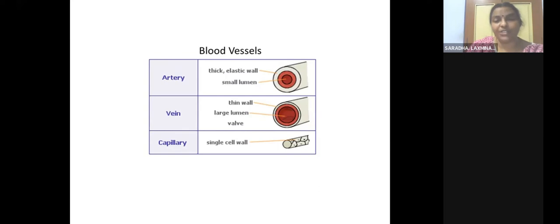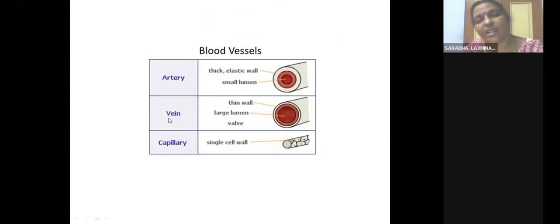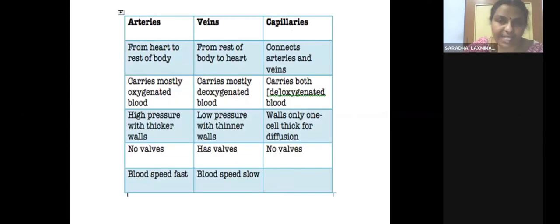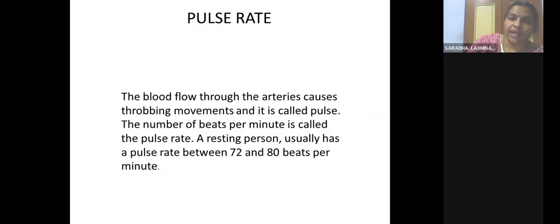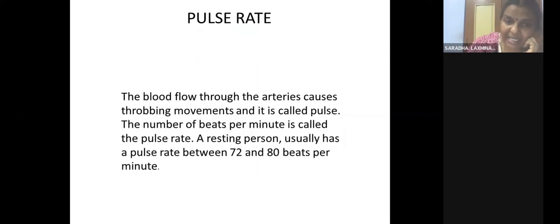Some capillaries carry oxygenated blood, and some carry deoxygenated blood. In the case of arteries, all of them carry oxygenated blood except the pulmonary artery. In the case of veins, all of them carry deoxygenated blood except the pulmonary vein. If we are very clear about all these things, we can explain them very clearly, and a proper chart of the flow of blood will help them to understand very clearly.